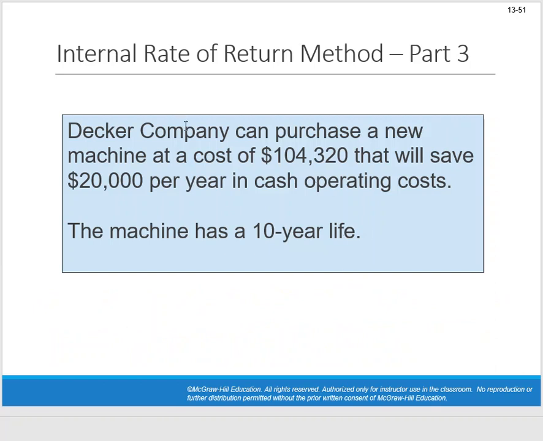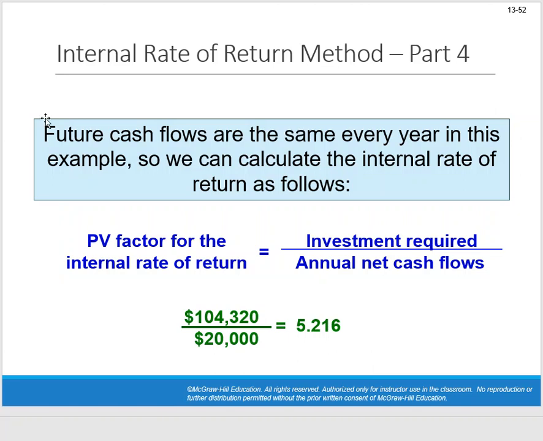So our example, Decker Company can purchase a new machine at a cost of $104,320 that will save $20,000 per year in cash operating costs. The machine has a 10-year life. So for IRR, our future cash flows are the same every year in this example, so we can compute it this way. We take our investment required, so that's the $104,320, and then we divide it by our annual net cash flows, $20,000 a year, and we come up with 5.216. What in the world does that mean? Well, that's our present value factor for the internal rate of return.